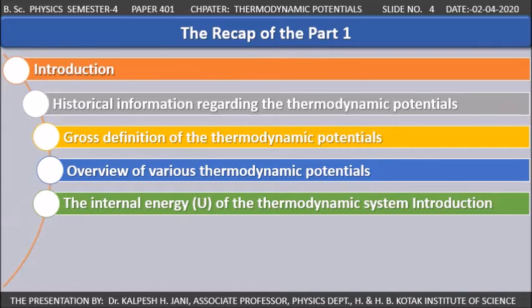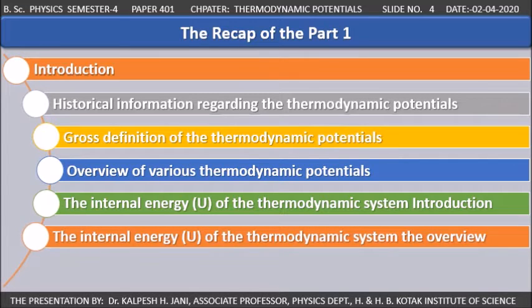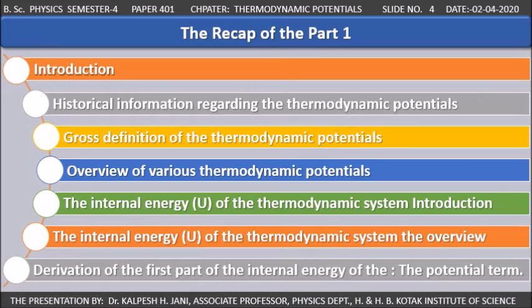Then we proceeded to work out the first and very fundamental thermodynamic potential, which is nothing but the internal energy of the given thermodynamic system. Then we had the overview of what it means, the internal energy of the thermodynamic system. Then we worked out the first part of the internal energy of the given thermodynamic system using some computer animation. This part is the potential energy associated with the given thermodynamic system. So this much we have done in the first part.